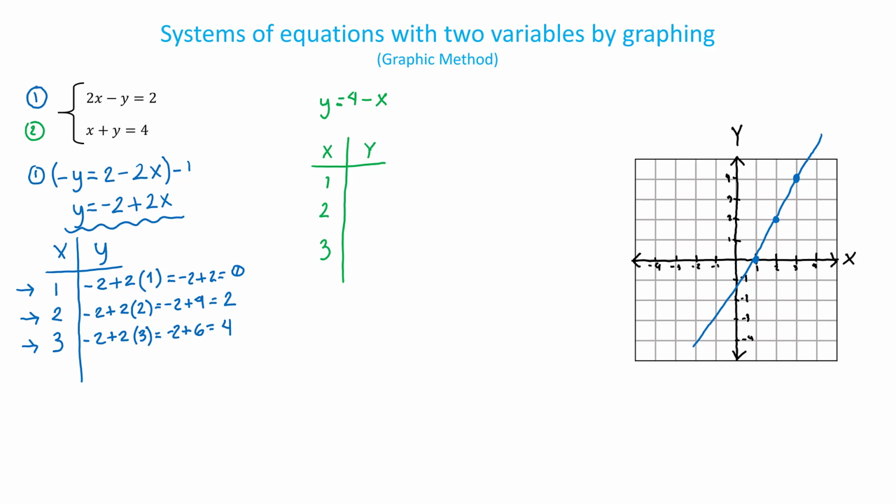Okay, so this is even simpler. So it's 4 minus the value of x, which is 1. 4 minus 1 is 3. Now with 2. 4 minus 2 gives us 2. And 4 minus 3 gives us 1. Okay, I found 3 coordinates.